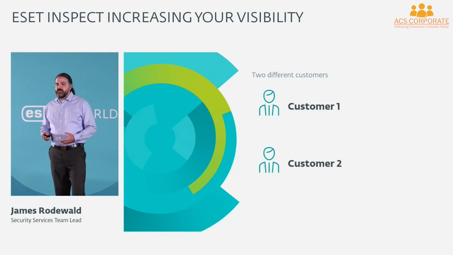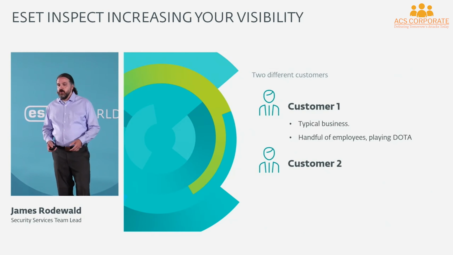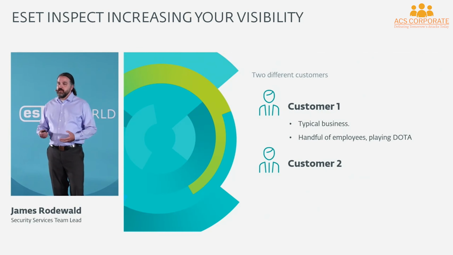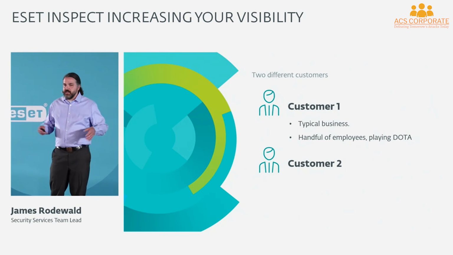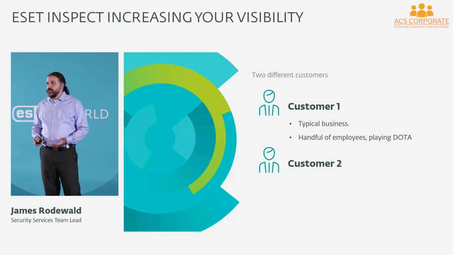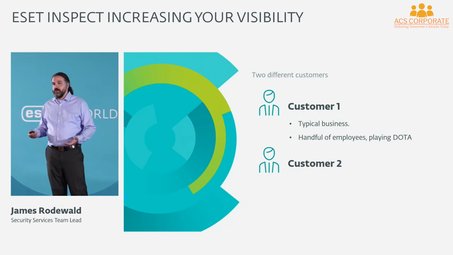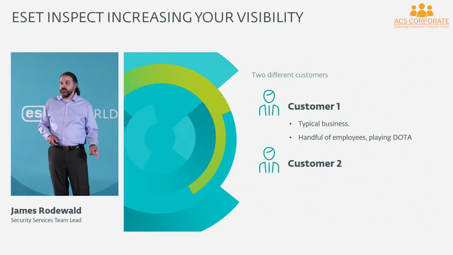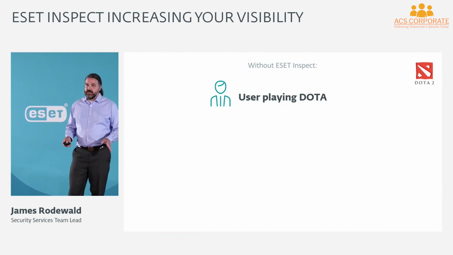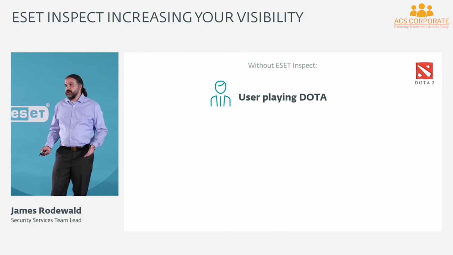So we have our first type of customer, customer one, where they're a typical business, and there's a handful of employees playing Dota on the network. They have local admin rights to their laptops, so they can install whatever they want. And typically, these admins know that there's something going on with these end users, but they have no way of seeing what's happening. So let's take a look at what we can see if we do not have ESET Inspect and we're just using ESET Protect.